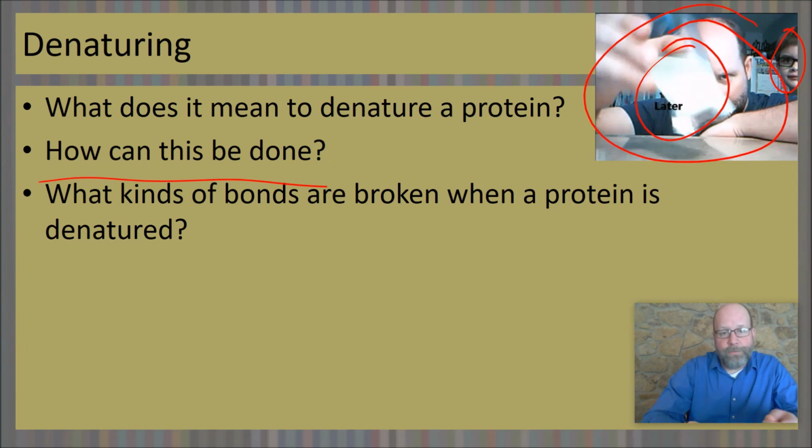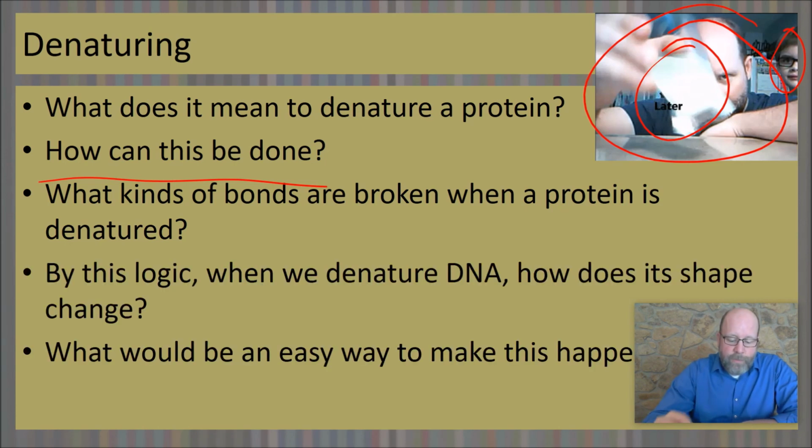So hopefully you remember hydrogen bonds, the hydrophobic interactions, which are really London dispersion forces, but hydrophobic interactions is fine for biology. And then the ionic interactions, all of those can be disrupted by heat. The covalent bonds are not generally broken by heat. It takes a great deal of energy to break covalent bonds.